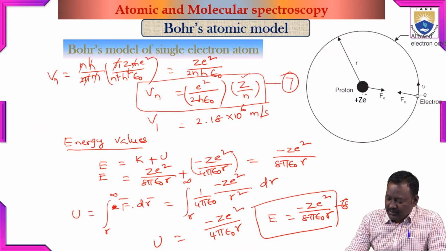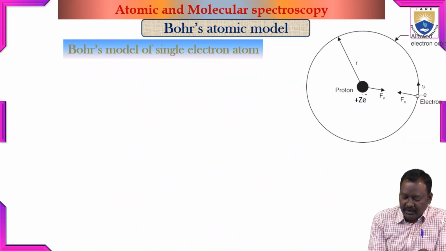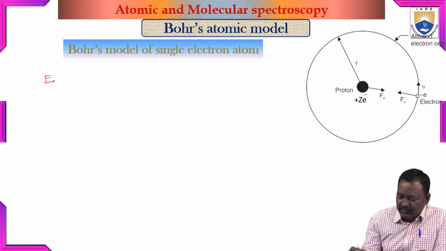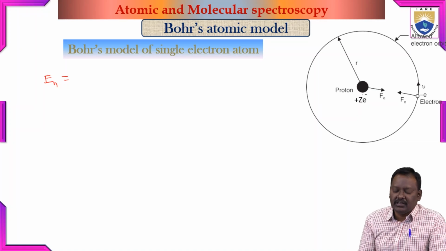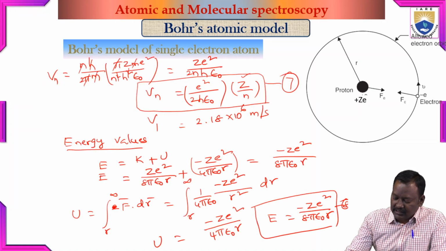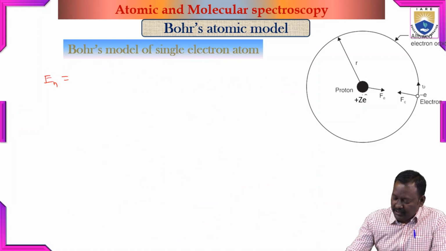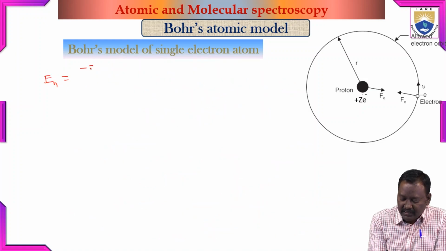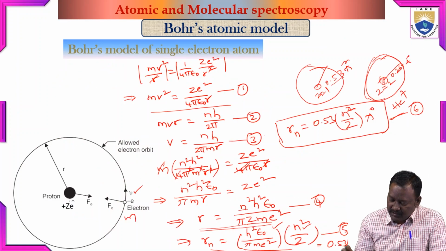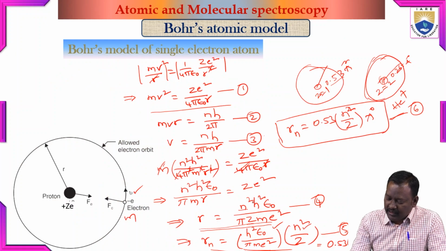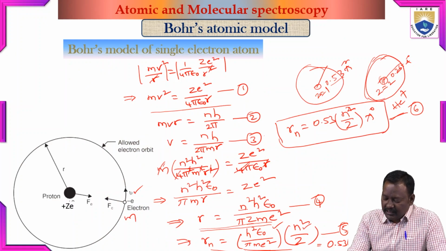So E is given by the energy of electron in different orbits, which is equal to minus Z e square by 8 pi epsilon naught r. Here r means n square h square epsilon naught by pi Z m e square.